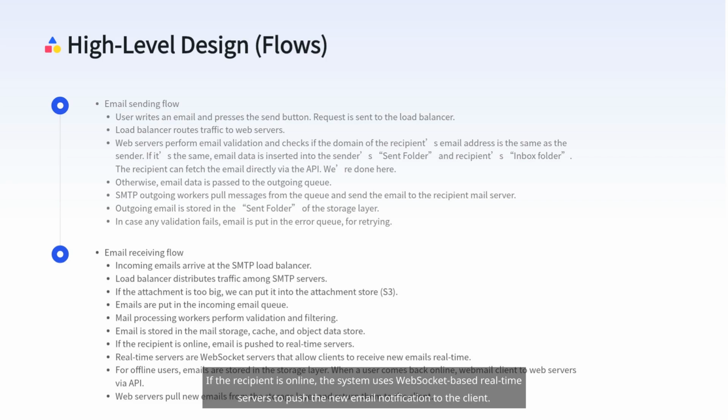If the recipient is online, the system uses WebSocket-based real-time servers to push the new email notification to the client. These servers maintain persistent connections, allowing the client to get instant updates. For offline users, the emails simply sit in storage. When they come online and their client polls or refreshes, the webmail server pulls emails from the storage layer and serves them via the API.